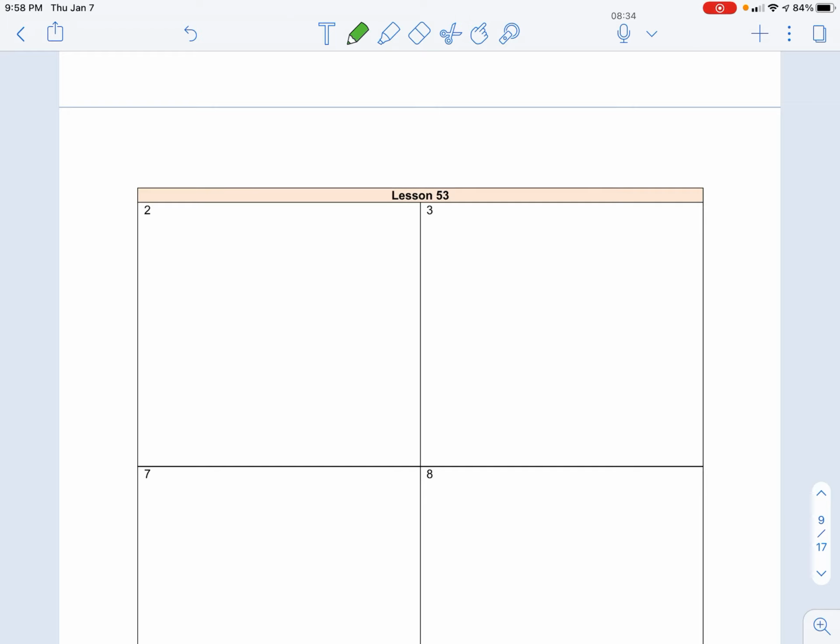Please remember that on Tuesday, this lesson 53 will be due to be turned in. We will check those answers. If you want to hop on the Zoom call to check your answers, that might be a good idea. And then if there's any you got wrong that you have questions on, we can cover those in the Zoom call sometime between 10 and 12.